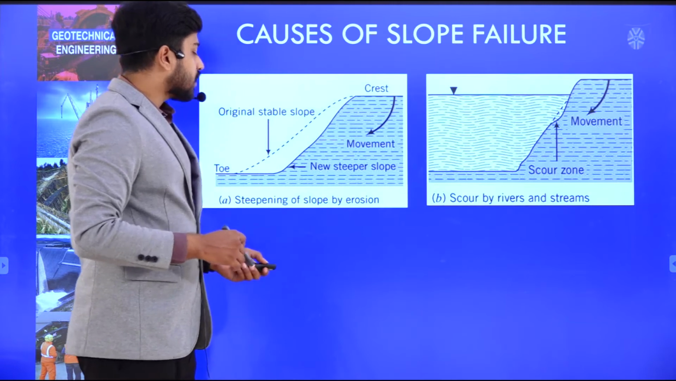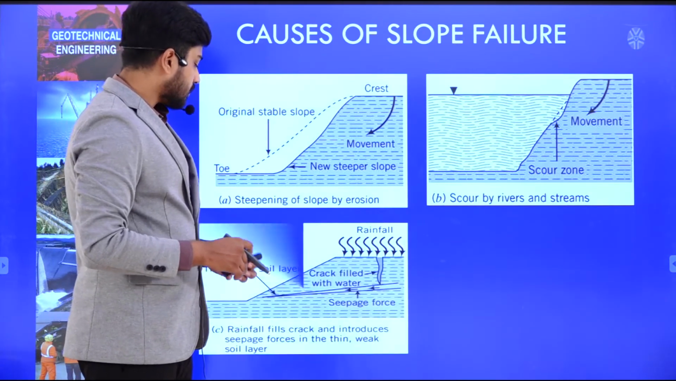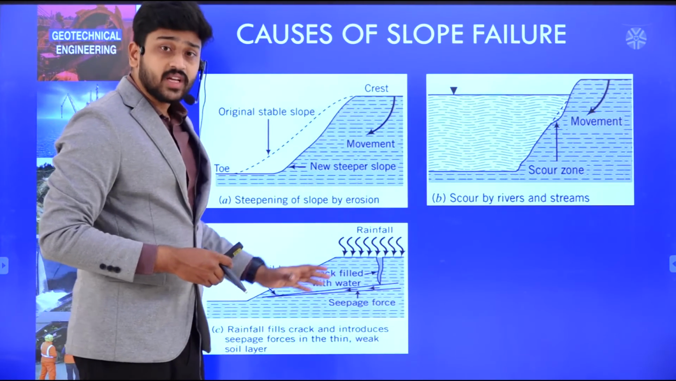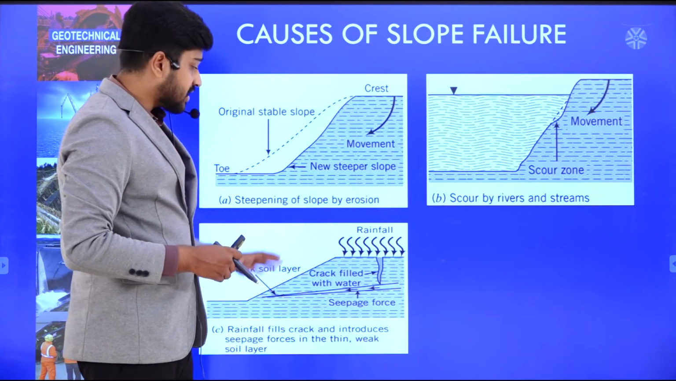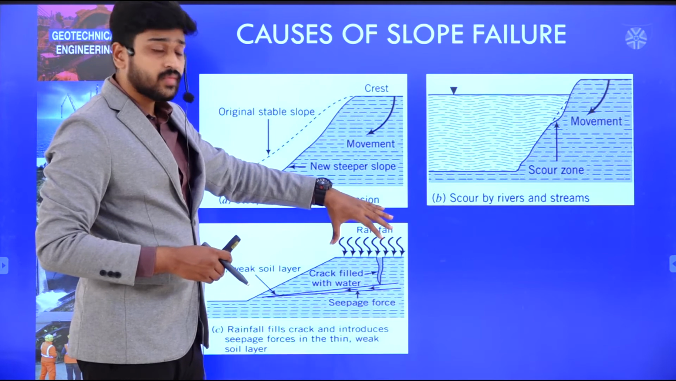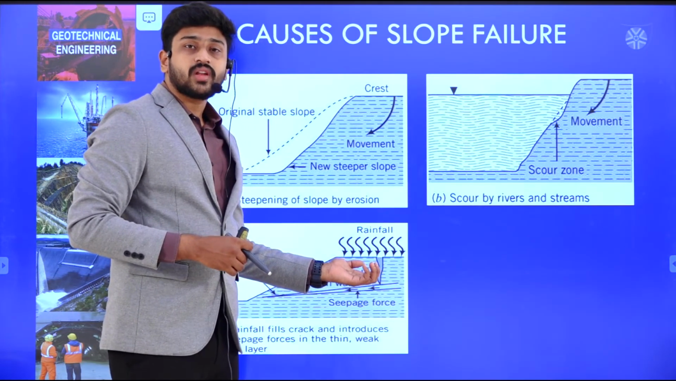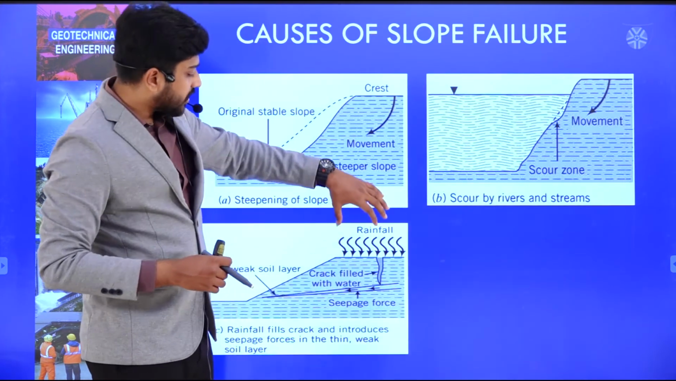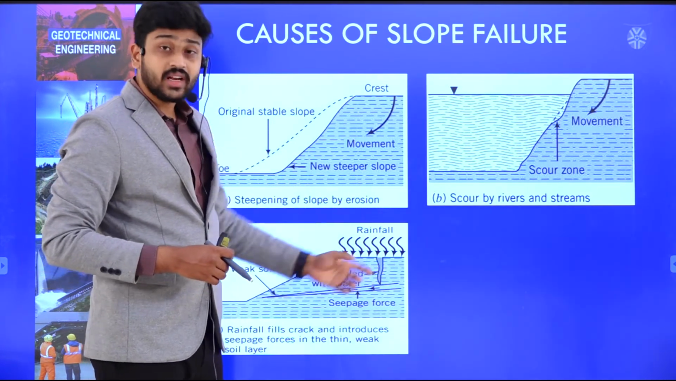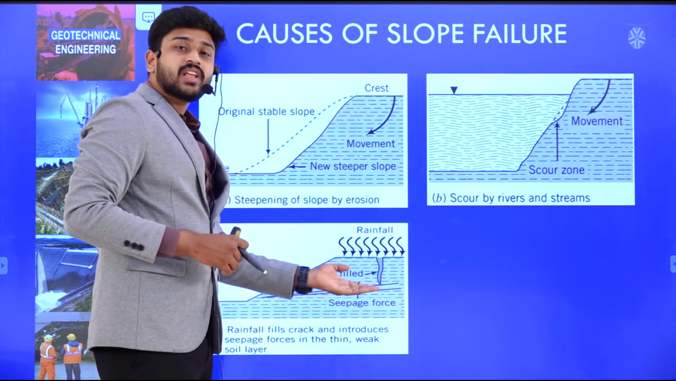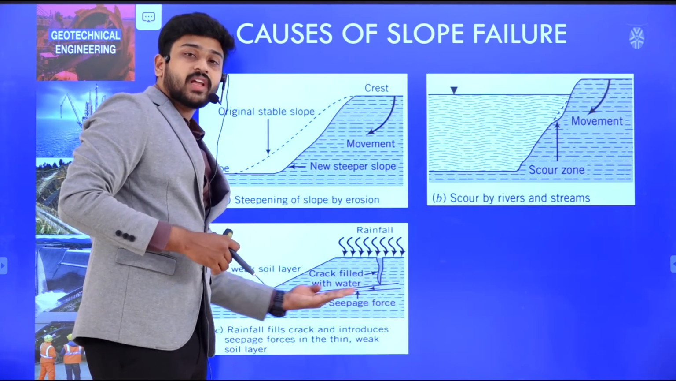Let us now look at the other one, that is the rainfall filling cracks. Imagine this is a sloping surface and rainfall is happening, and there is some crack present in this particular soil. That crack is now filled with water, and at a particular region there will be seepage here, and obviously that means the soil along that particular plane will be weak.